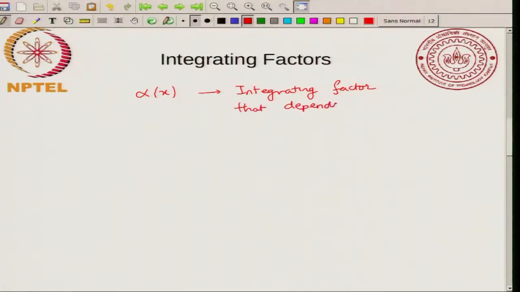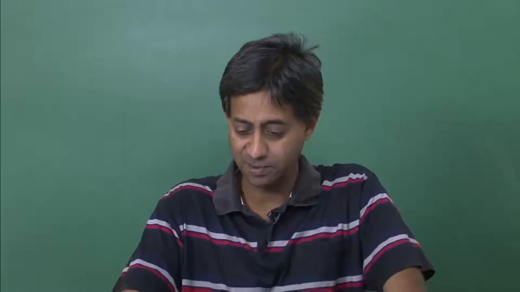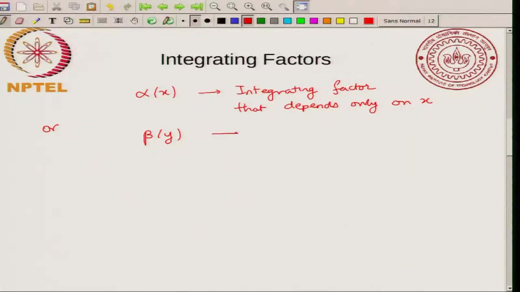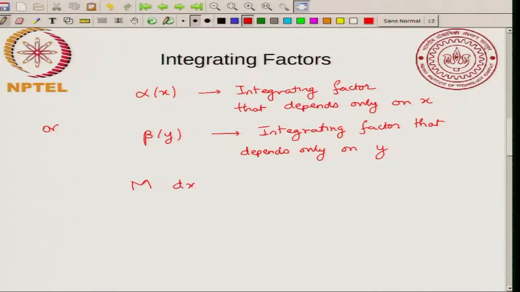Now notice I'm using the term integrating factor, but this is actually a function of x. It's not a constant, it's a function of x. So in some cases you can find an integrating factor that depends only on x, or you may find some other function, I'm just calling it beta of y, that might be an integrating factor that depends only on y. So the differential equation was M dx plus N dy equal to 0. This is an inexact differential equation, and what we want to do is find an integrating factor such that it becomes exact.